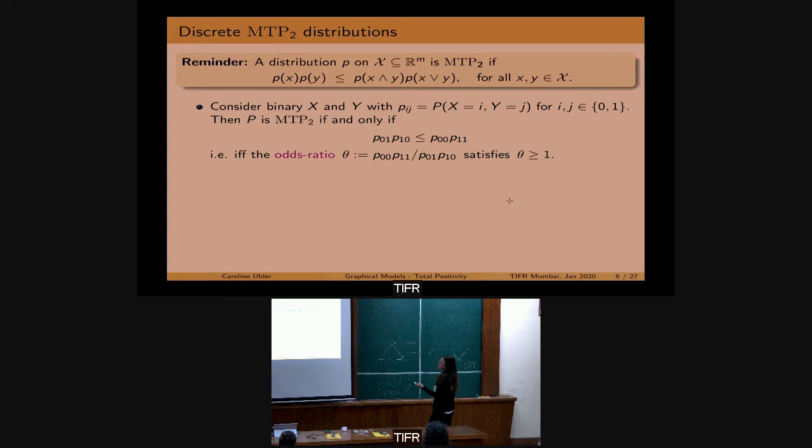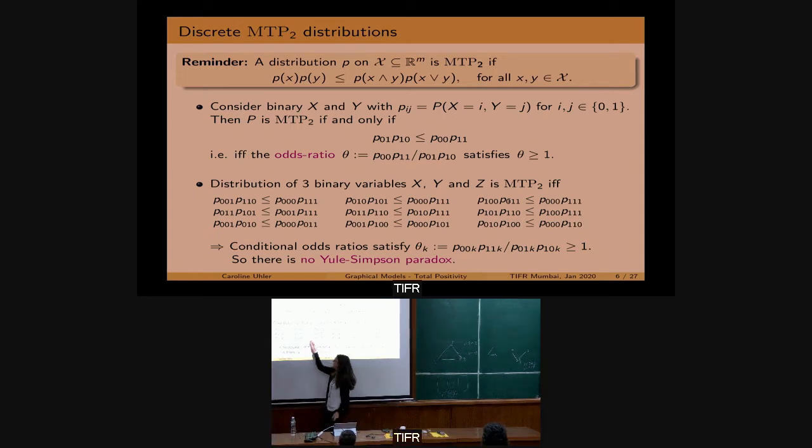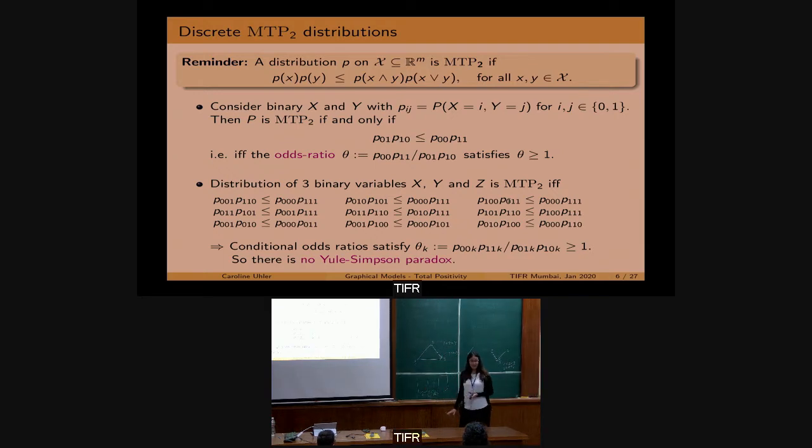Okay, so if I write this down in terms of odds ratios, this is what it means. And now you can just write down the conditional odds ratio for a three-dimensional binary distribution. So what does it mean for a three-dimensional binary distribution to be MTP2? I go through all possibilities of 0s and 1s in the three-dimensional setting. I write down all of the non-trivial ones. You already see this is very restrictive, right?